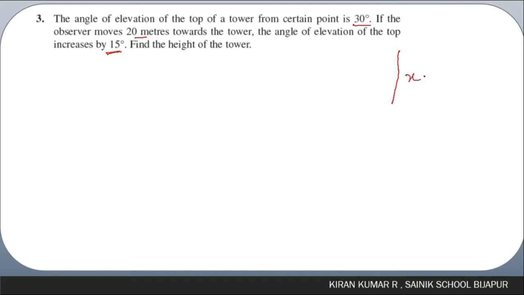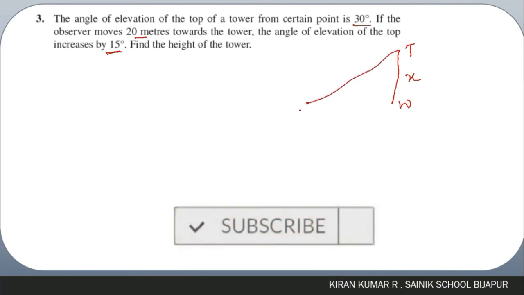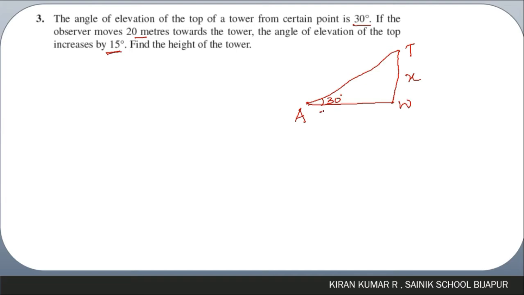Let me consider the height of the tower TW to be some x. Observer is observing from some point A by making an angle of elevation of 30 degree. He moves 20 meters towards the tower. From that point, the angle of elevation increases by 15 degrees, so it becomes 45 degree. Let me consider the distance of the second point where the observer is making an angle of elevation 45 degree to be y.